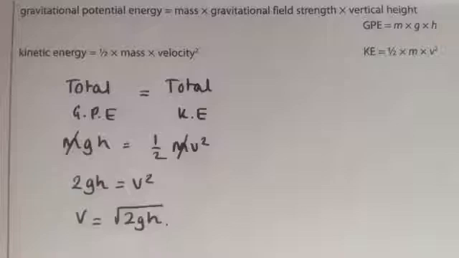Do you see the mass just cancels out? It's on both sides of the equation. So gh is equal to a half v squared. Now that means if I double both sides of the equation to keep things balanced, 2gh is equal to v squared. And so v can be found, the velocity the book hits the ground at, and it would be calculated by finding the square root of 2 times g times h.